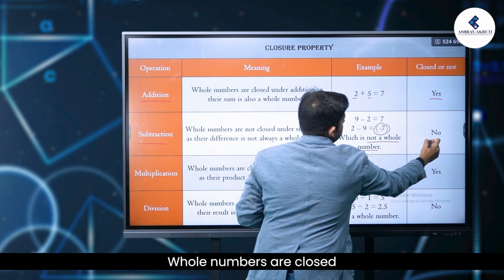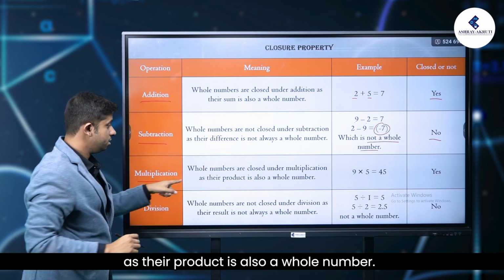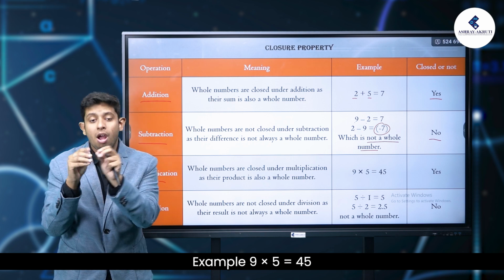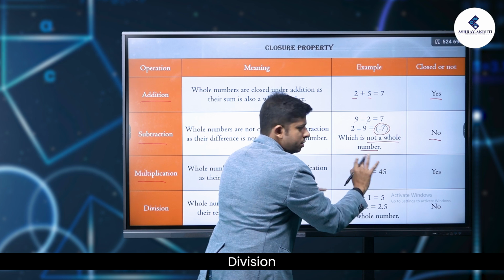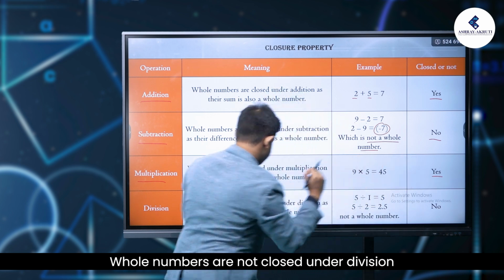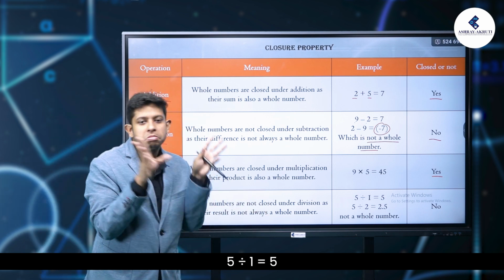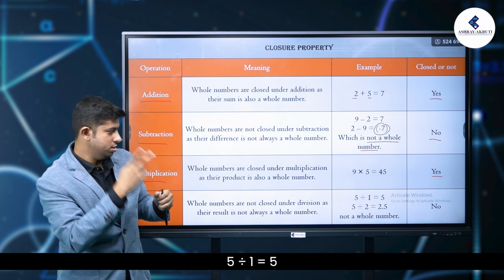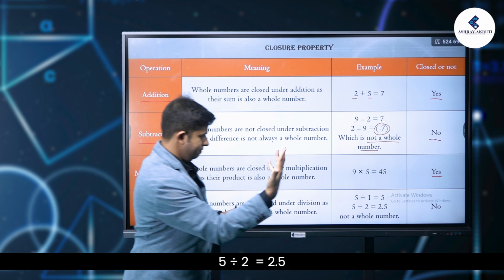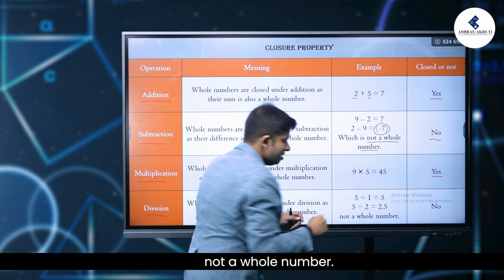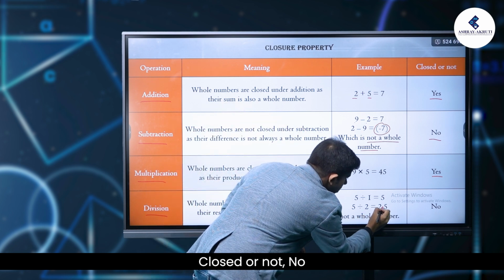Multiplication. Whole numbers are closed under multiplication as their product is also a whole number. Example, 9 into 5 is equal to 45. Closed or not? Yes. Division. Whole numbers are not closed under division as their result is not always a whole number. 5 divided by 1 is equal to 5. 5 divided by 2 is equal to 2.5, not a whole number. Closed or not? No.